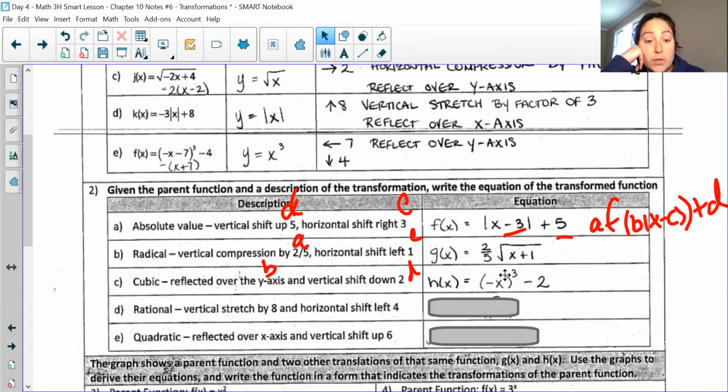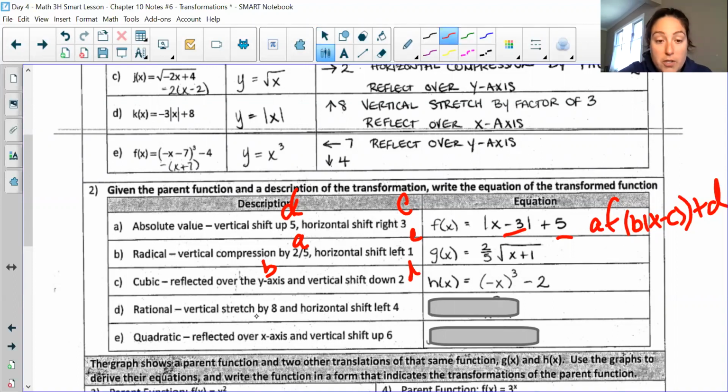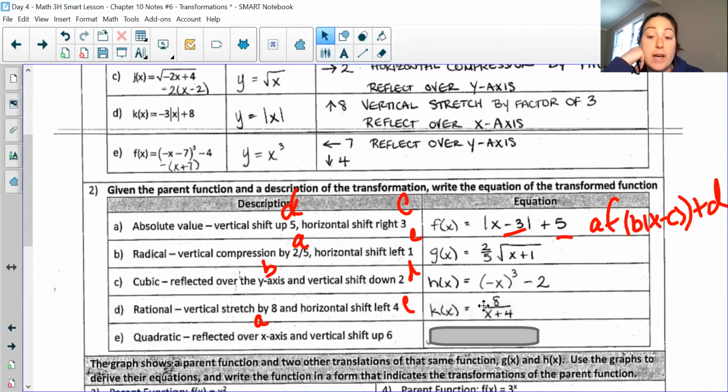Rational, vertical stretch by 8. So vertical stretch, that's a, and a horizontal shift left 4, so that's our c value. So we end up getting k of x equals 8 over x plus 4.